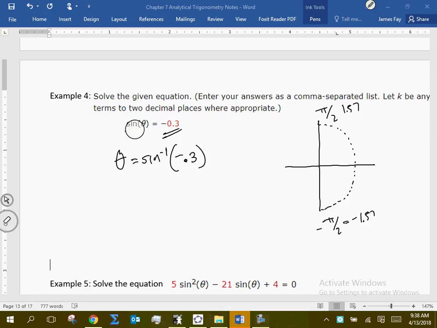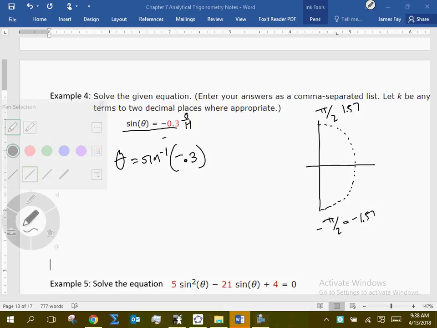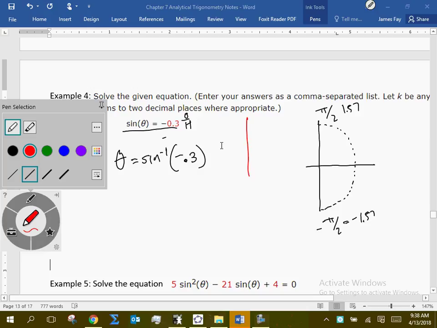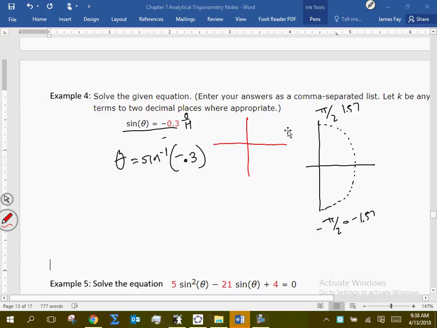If I look back at the beginning, this is saying that the opposite divided by hypotenuse should be negative 0.3. If I draw that picture, opposite divided by hypotenuse is negative 0.3. So let's say this is the opposite, negative 0.3, and this is my hypotenuse of 1. Is that still negative 0.3, opposite divided by hypotenuse?